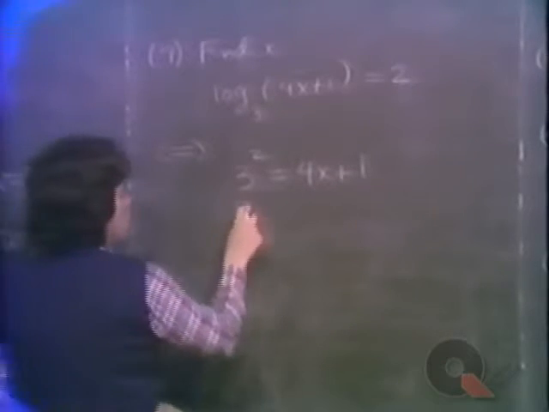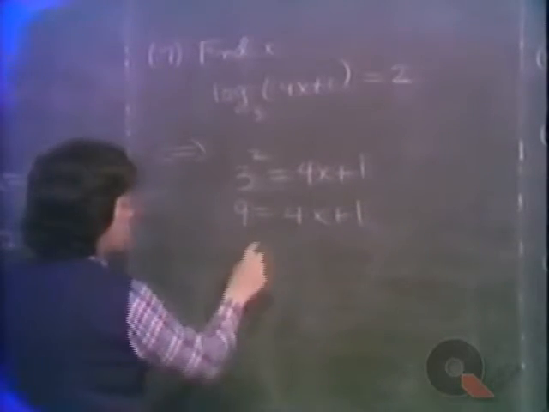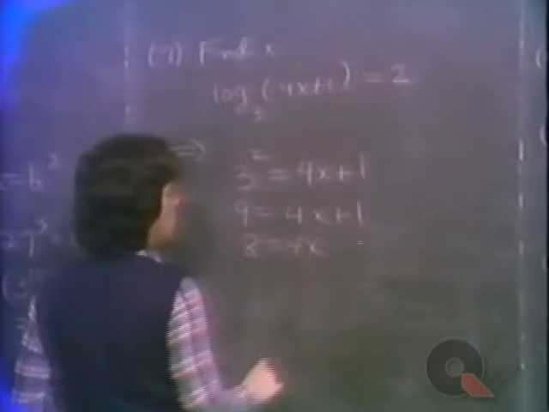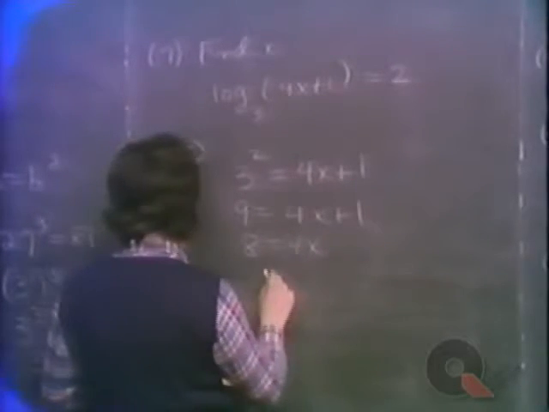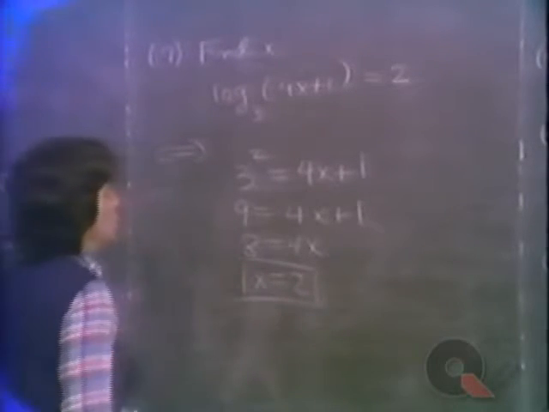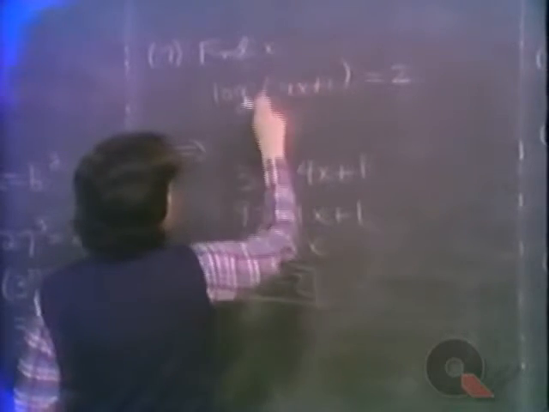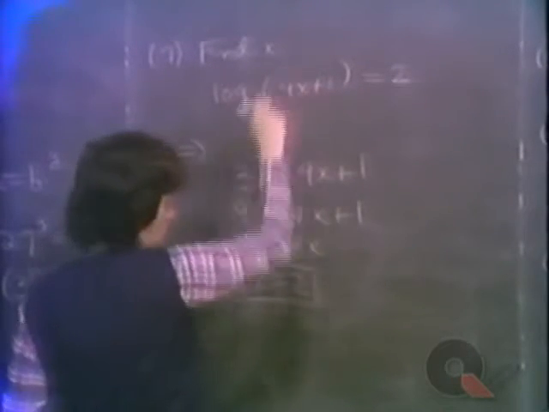So we have that 9 is equal to 4x plus 1, subtracting 1 from both sides. 8 is equal to 4x, dividing by 4, x equals 2. That is, log of 9 to the base 3 is 2, because 3 squared is equal to 9.